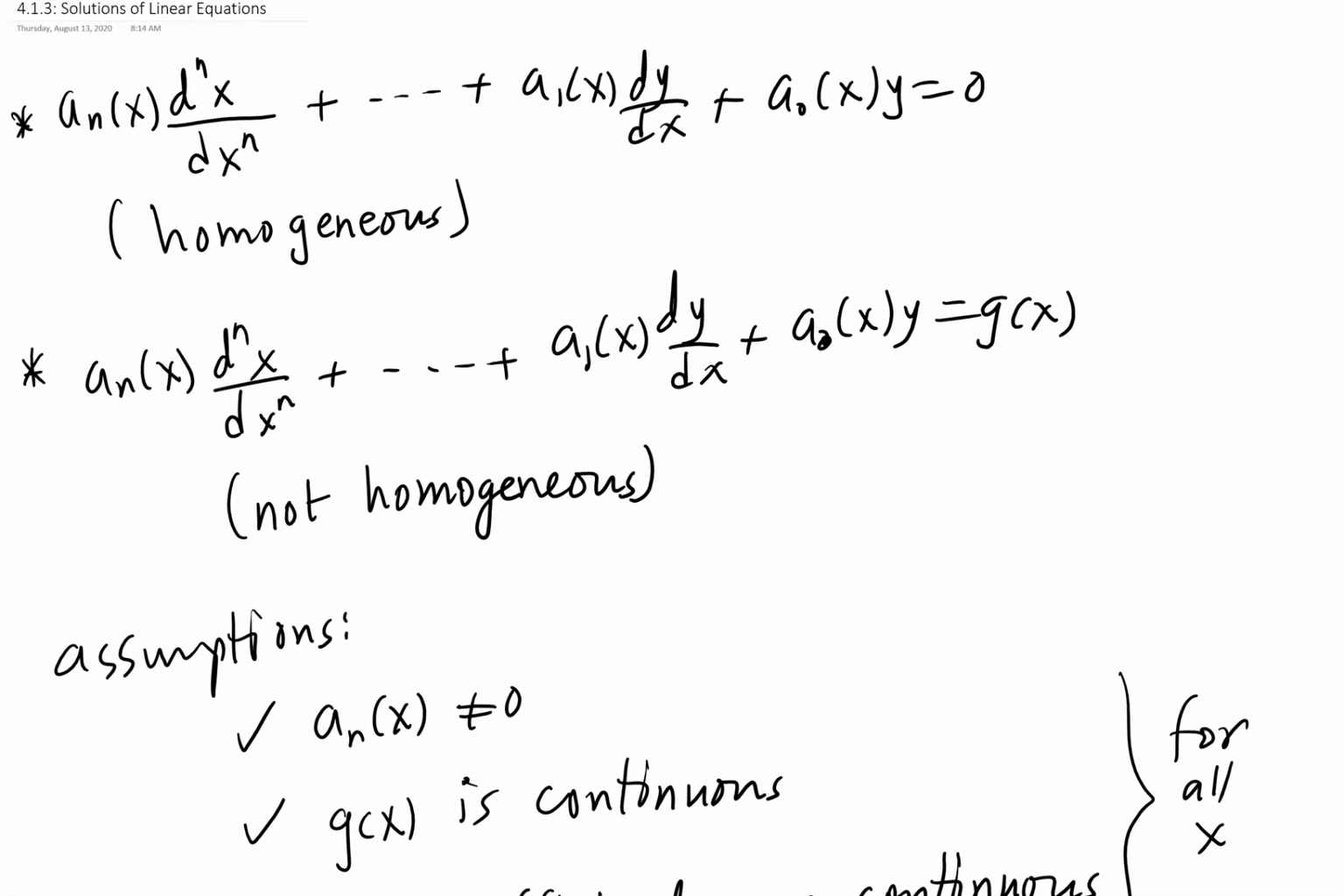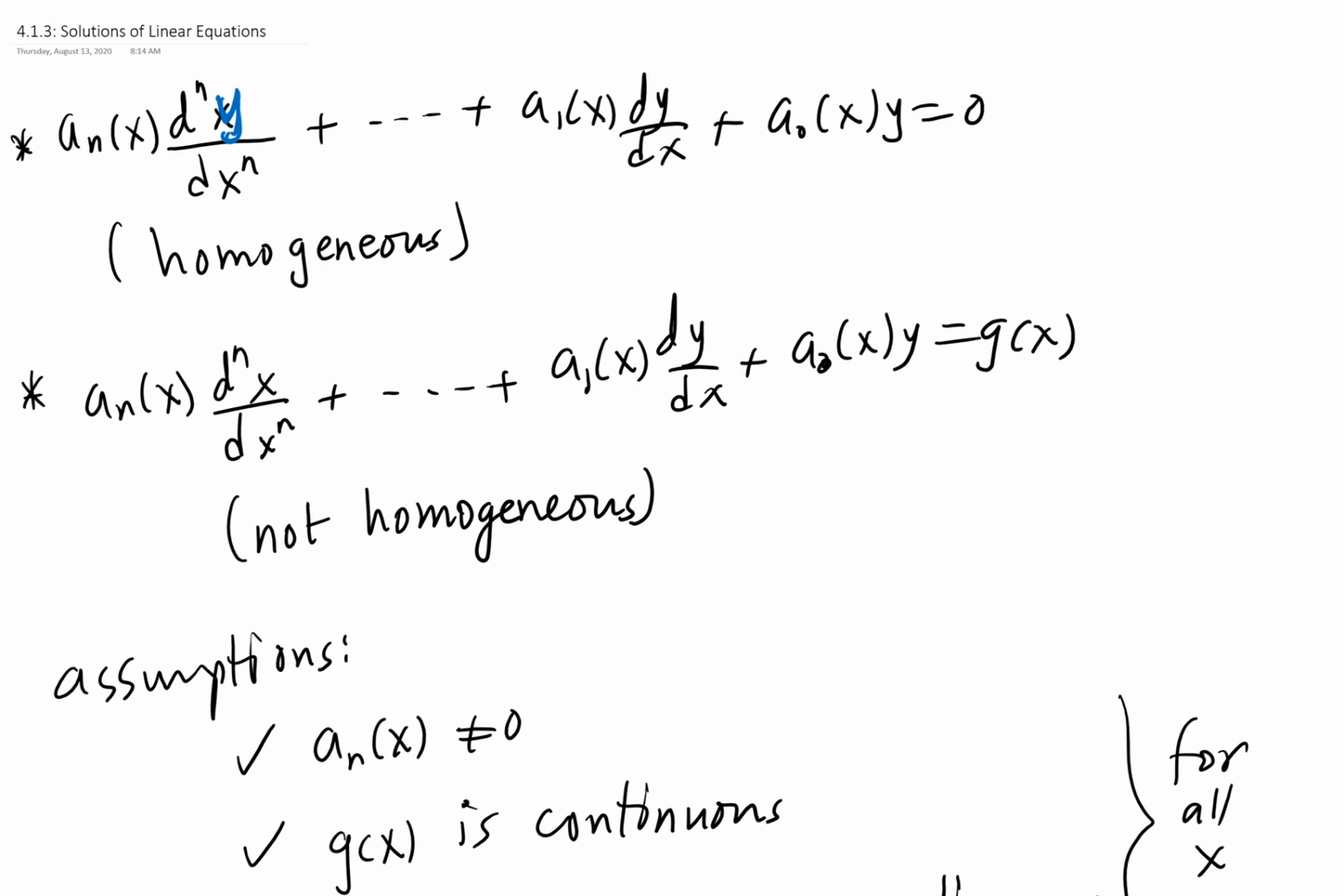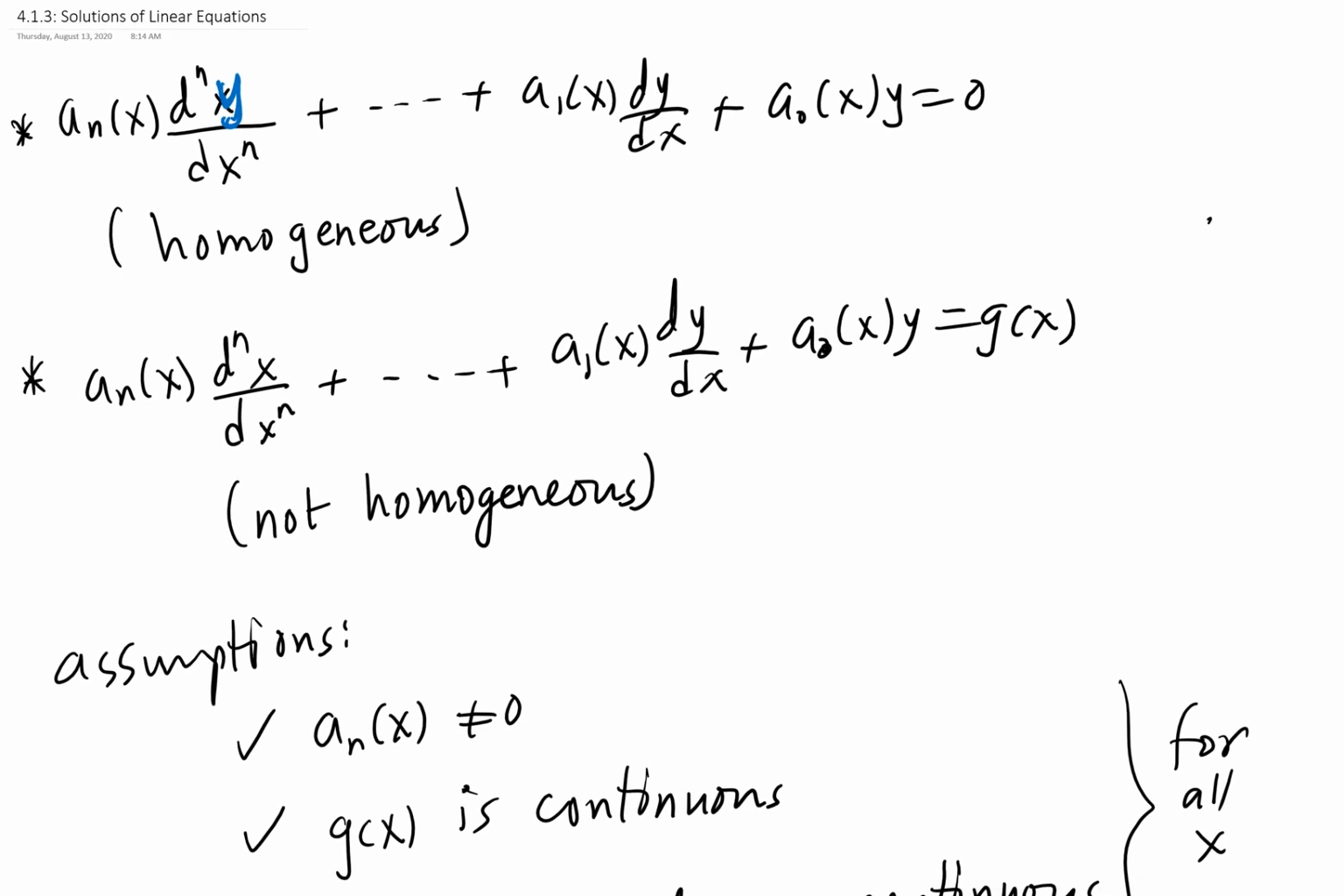Section 4.1, the third part of section 4.1, solutions of linear equations. We consider the nth order differential equation a_n(x) times the nth derivative of y with respect to x, plus all the way to a_0(x) y equals 0. This is called a homogeneous nth order differential equation when it's equal to 0.